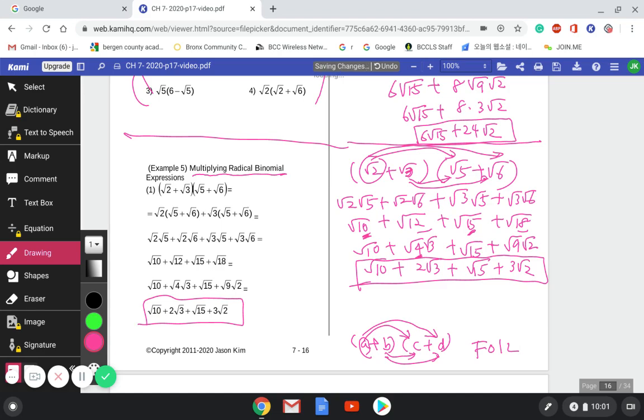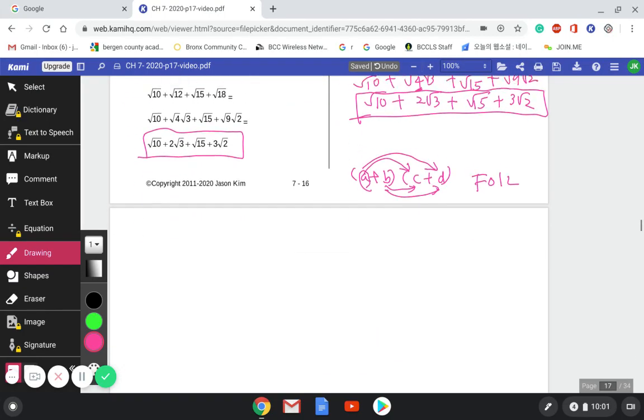So that's how you multiply binomial by binomial. It's almost the same as foiling it.